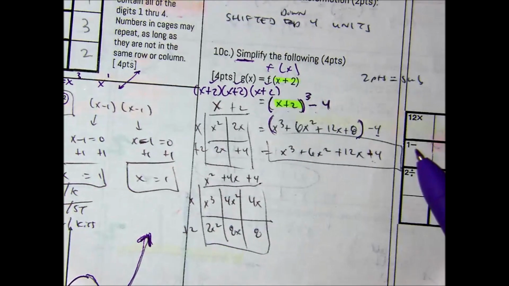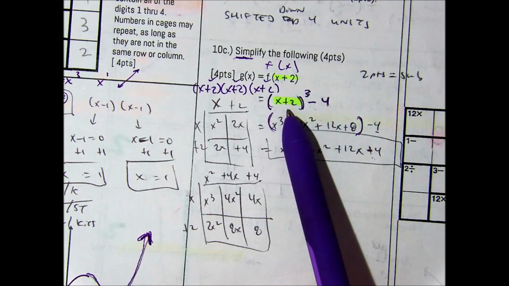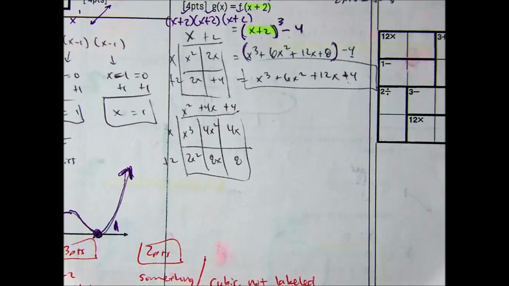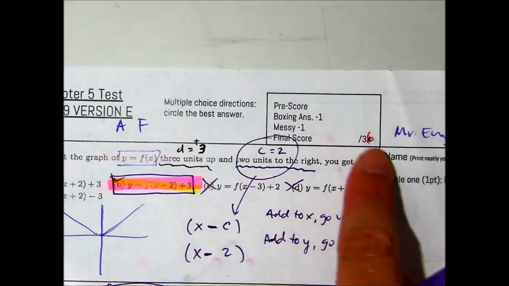To get some partial credit on that problem, if you at least put x plus 2 into the function f of x, then that gave you 2 points. That side was 24 points. And then 24 plus 12 gives you, the test was out of 36.